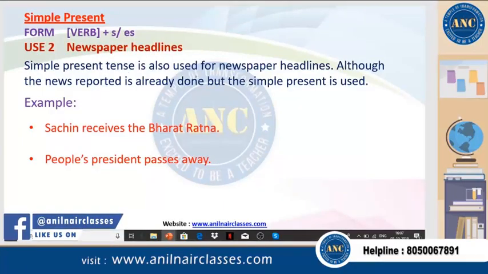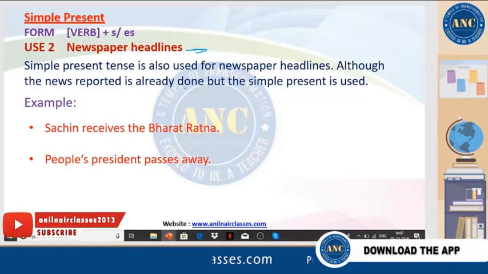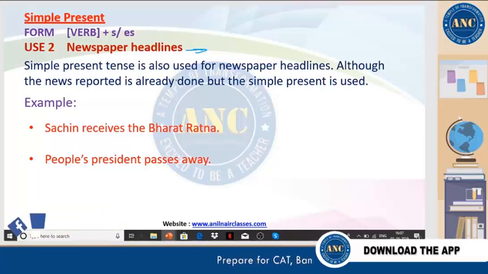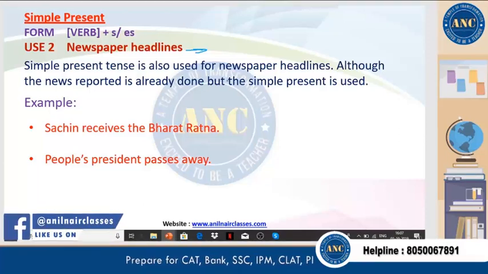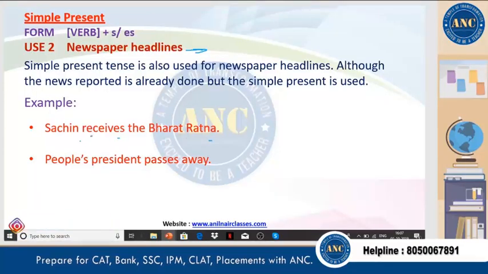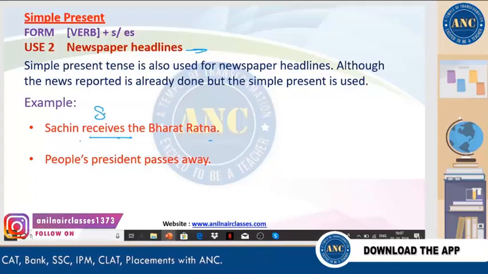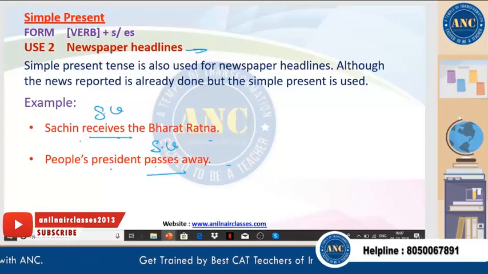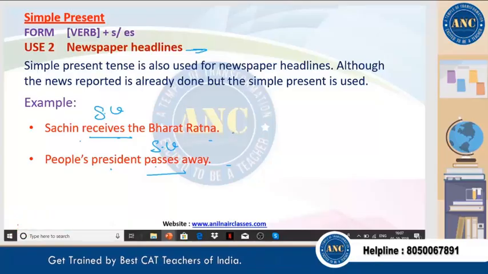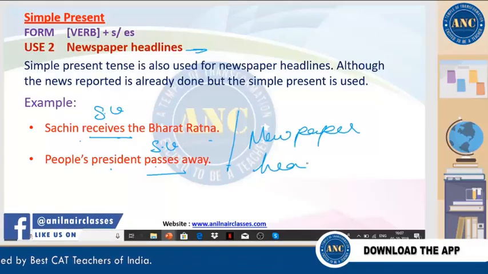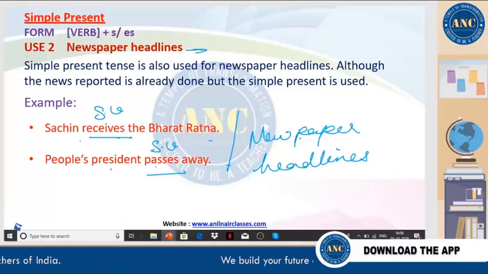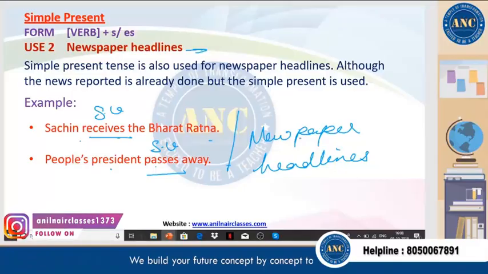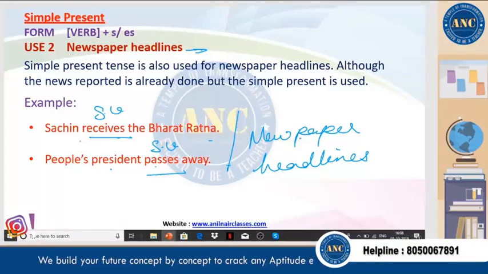Next, if there is a newspaper headline, whatever the headline says, the action has already happened, right? It's happened, but still when the next day the paper comes, the headlines will always be in the simple present tense. So, Sachin receives Bharat Ratna. Receives is in the present tense, a singular verb. People's president passes away. Again, passes is a singular verb in the present tense, ending with S. So these are newspaper headlines. The event has already happened, but still when it becomes news, it becomes a newspaper headline and will be in the simple present tense.